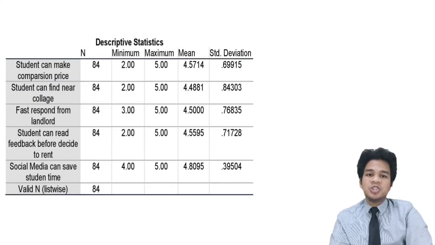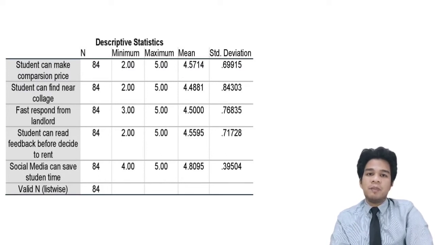The table shows the highest mean is social media saves time, which is 4.8095 with its standard deviation, while the mean for students can find a place near college shows the lowest mean, which is 4.4881, with a standard deviation far from the mean. Students can make price comparisons shows the second highest mean, which is 4.5714, and the standard deviation is 0.69915.